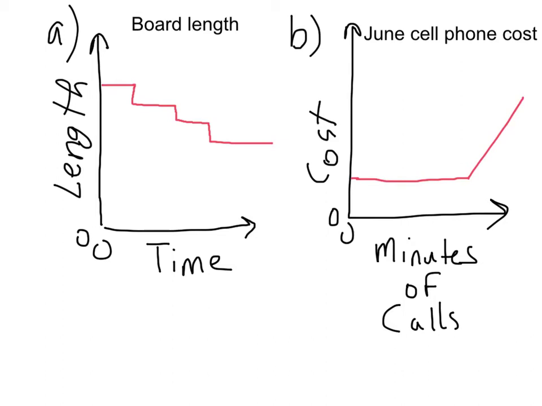So let's look at B, June's cell phone costs. What are the variables in each graph? Well, the variables are minutes of calls and cost. So what do you notice here? Minutes of calls. What do you notice about the costs? It stays the same. But then we hit this point. What happens at this point? The cost starts going up. So what do you think is happening?